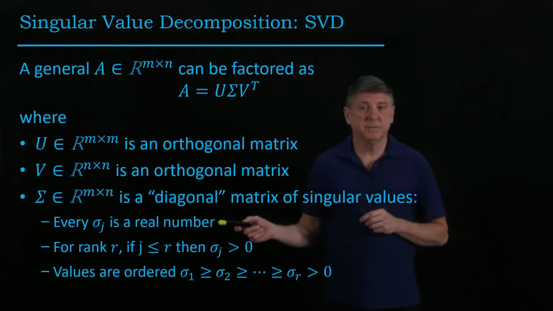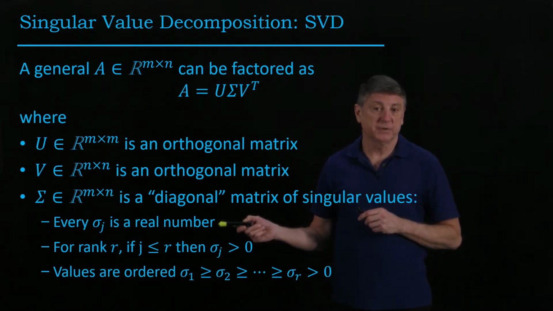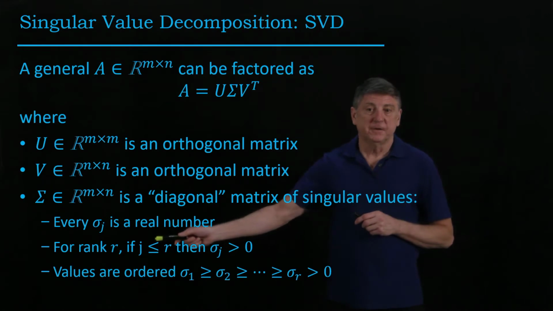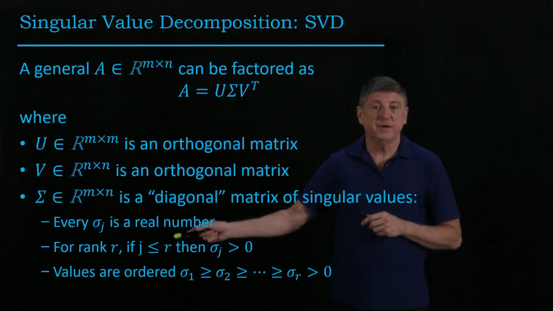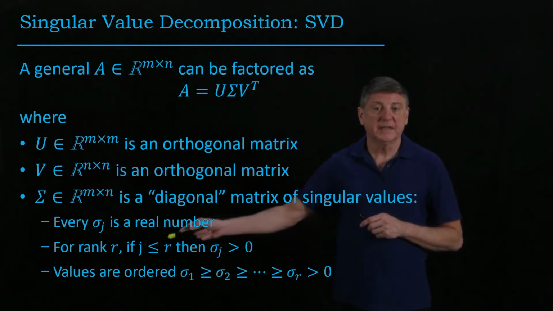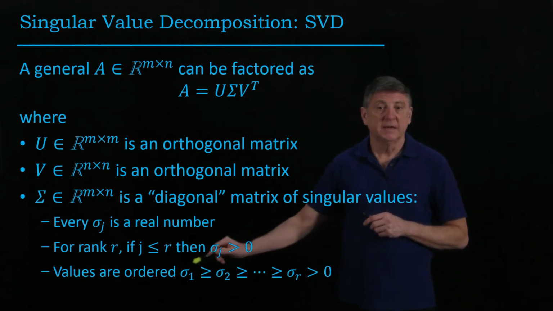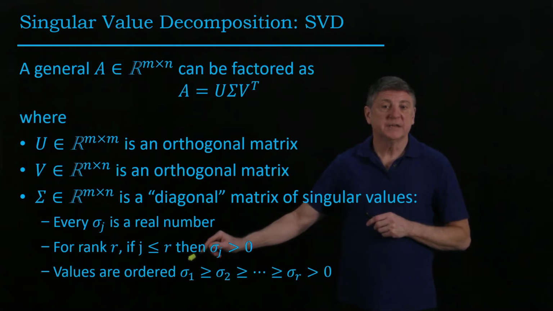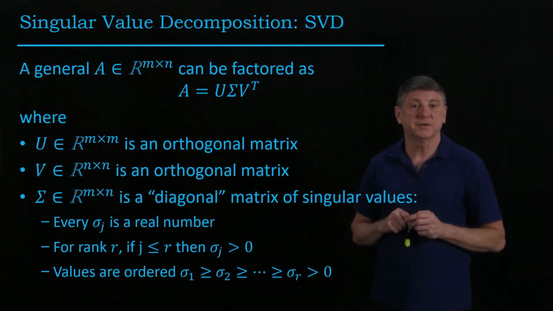And the properties that sigma has is every entry on the diagonal is a real number. If the rank of the original matrix is R, then every singular value up to R is a strictly positive real number, and the values can be ordered as the first singular value is greater than or equal to the second, and so on, up until the singular value R for rank R, and after that all of the singular value entries are 0.